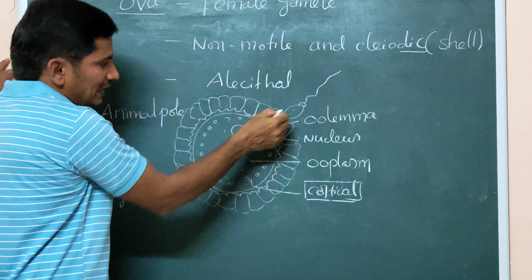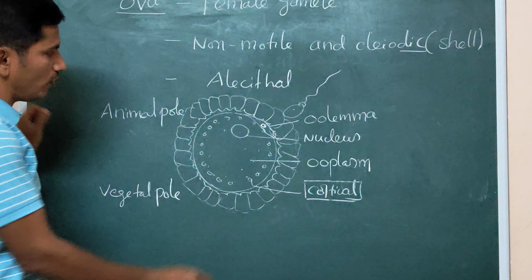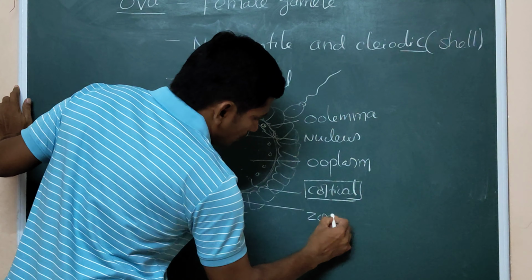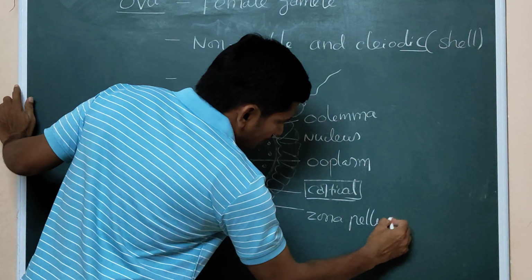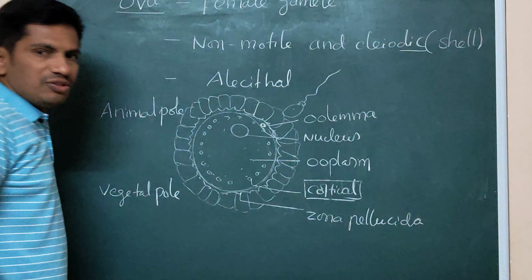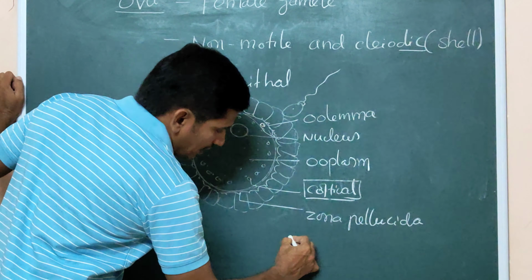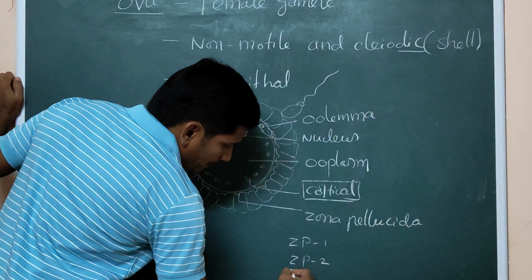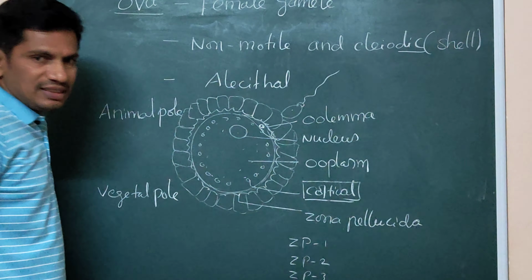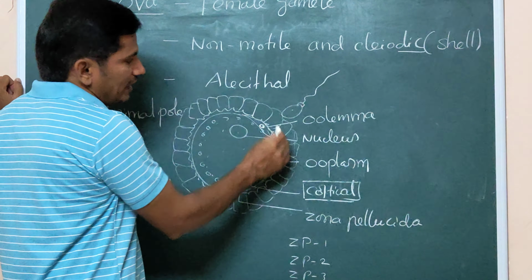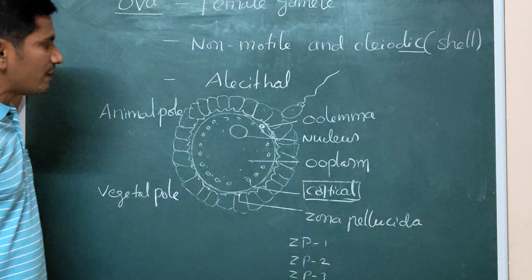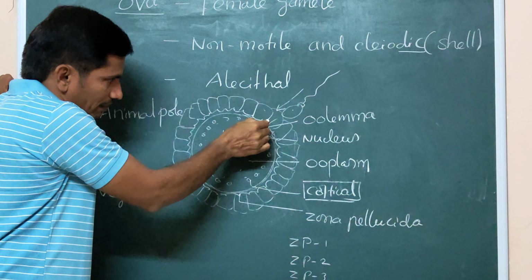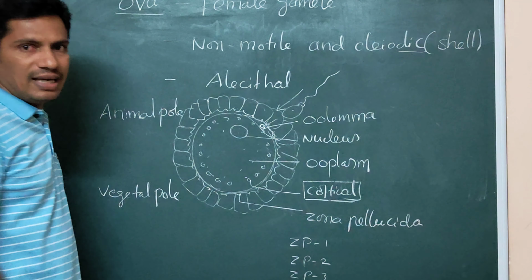Then the male gamete will fuse with this one. Moreover, this zona pellucida has receptors, which are ZP1, ZP2 and ZP3. And the corona radiata is the outer membrane through which the sperm cell will penetrate. I hope you understand. Thank you.